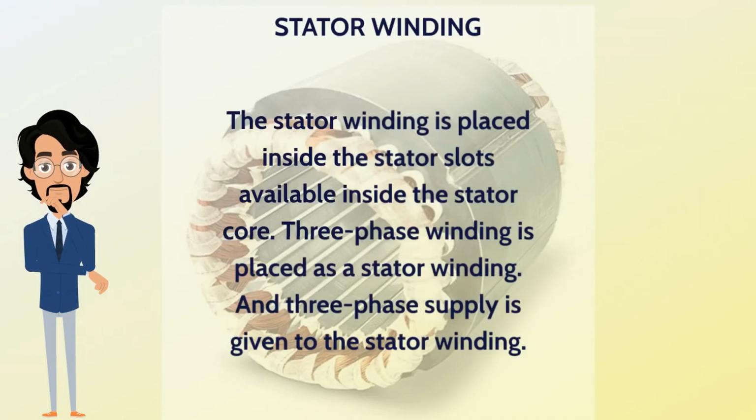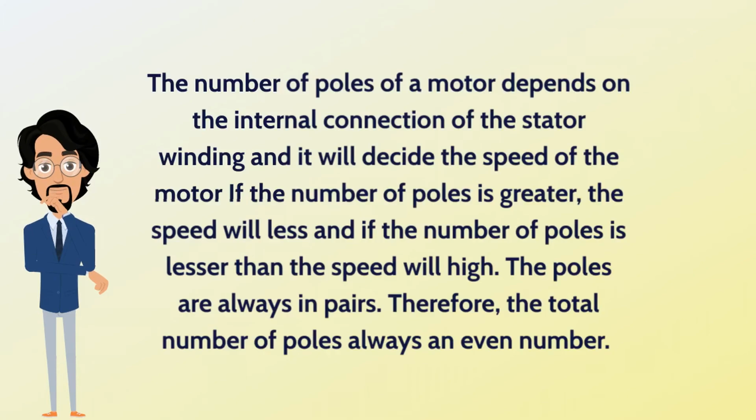Stator winding. The stator winding is placed inside the stator slots available inside the stator core. Three-phase winding is placed as the stator winding, and a three-phase supply is given to the stator winding. The number of poles of a motor depends on the internal connection of the stator winding, and it will decide the speed of the motor.